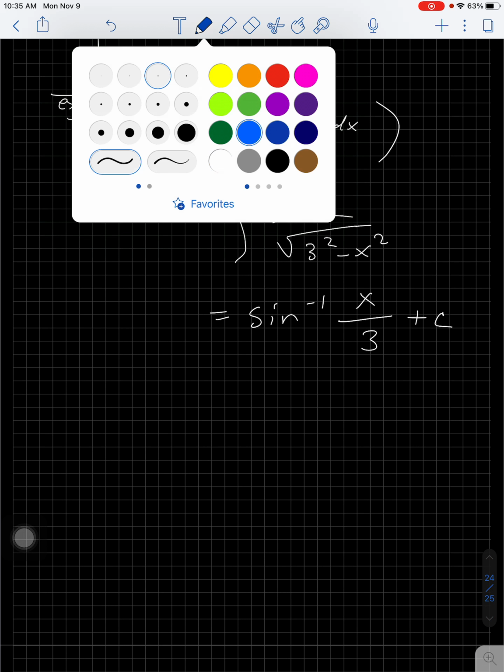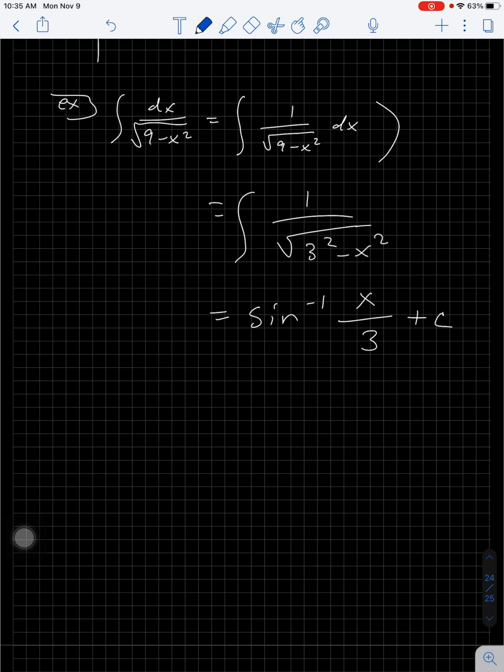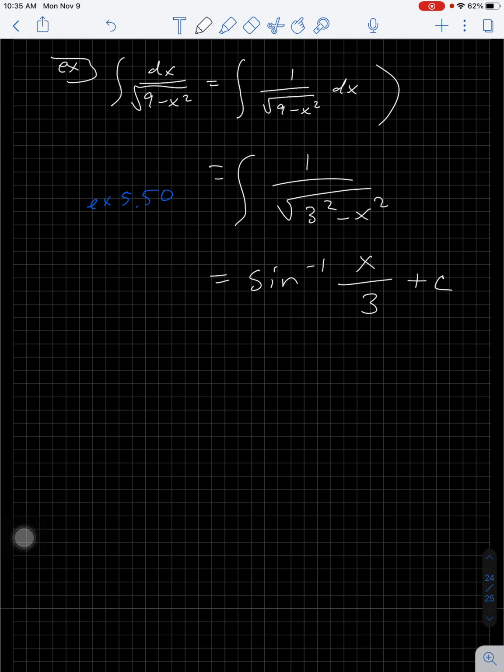So try one of those. Pause the video real quickly. Example 5.50, you can try that. All right. Next example, we're going to do the integral of dx over 25 plus 4x squared.